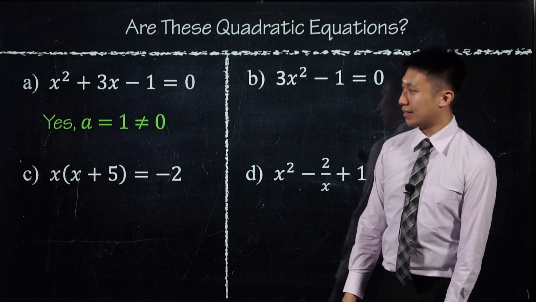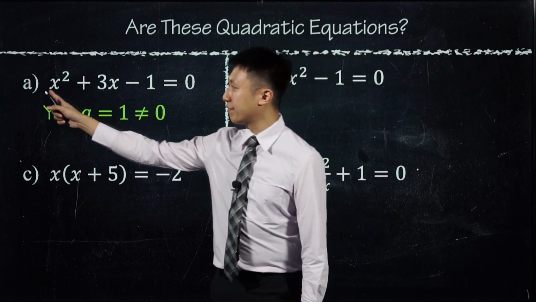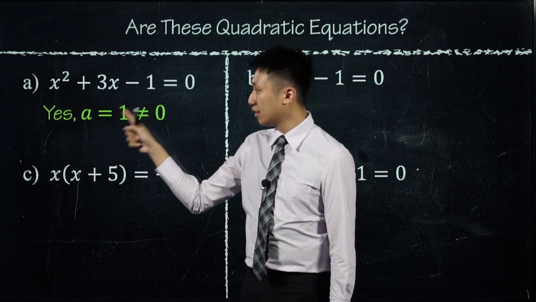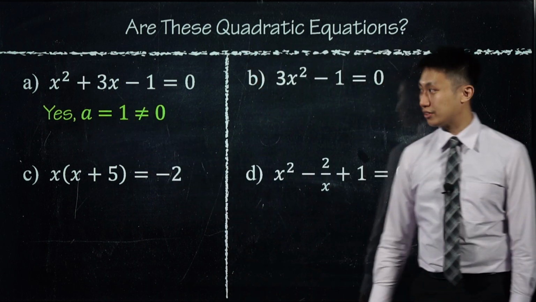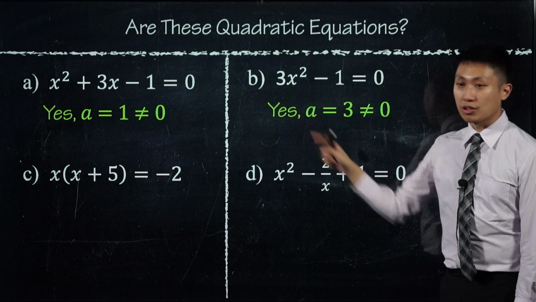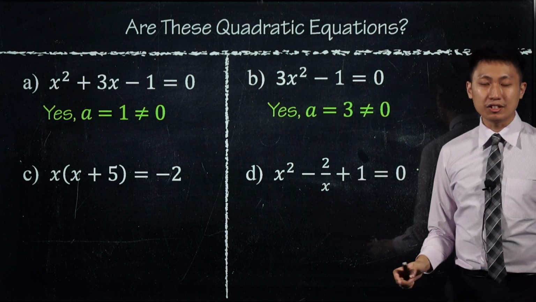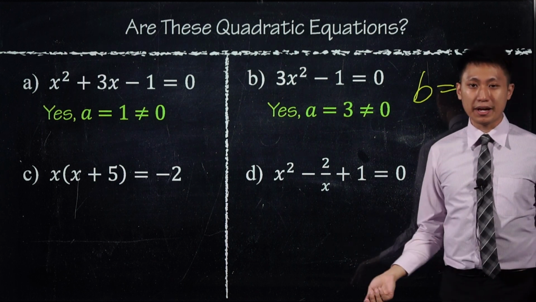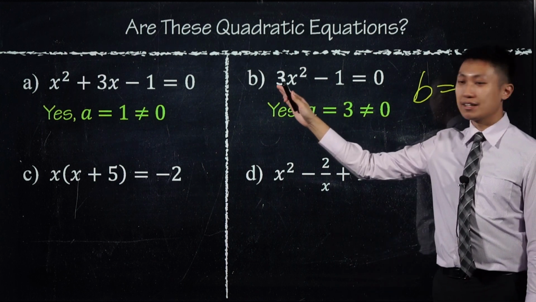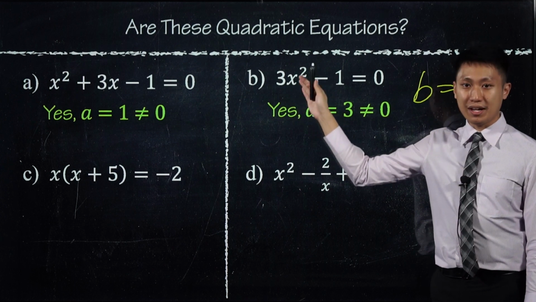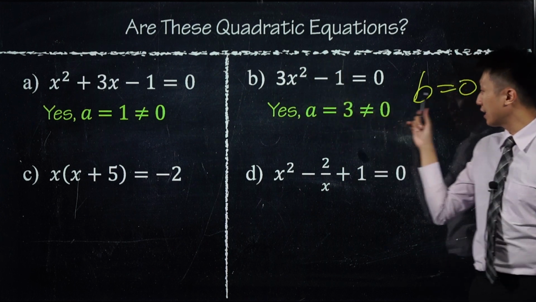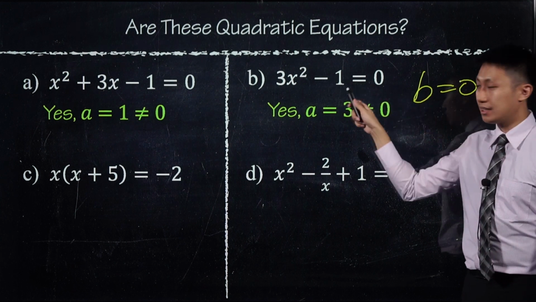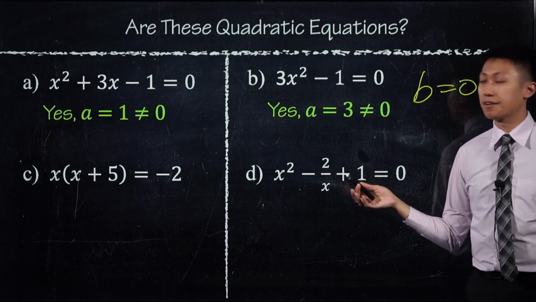First one. The answer is yes, because you just look at the first term and whether it's x squared, x to the power 1, and constant. So yes, a is equal to 1, not equal to 0. Second one, yes also. But where's your b? For this case, b is equal to 0, but it doesn't matter. As long as it's something like 3x squared, and x to the power 1 has coefficient 0, and the constant term is negative 1, then it's totally fine.